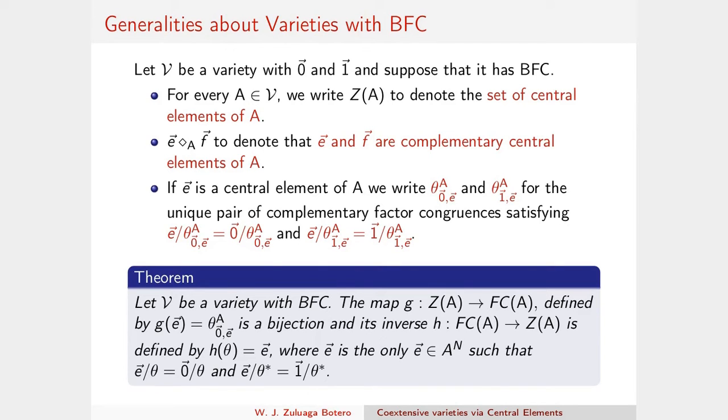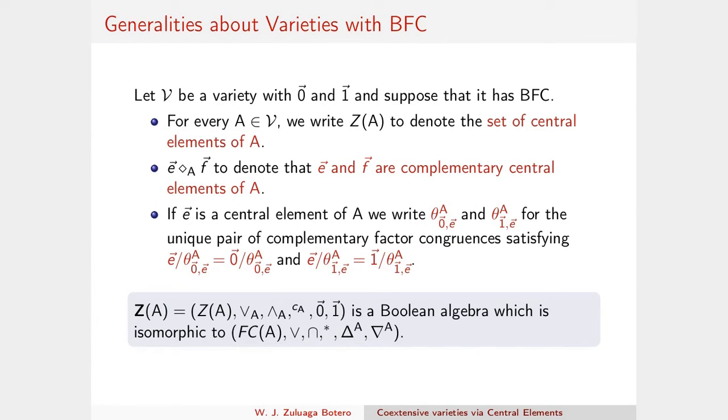And the important thing about all this is that in this context, in varieties with VFC, we can establish a bijection between the set of central elements of A and the set of factor congruences of A, which in its turn allows us to endow the set of central elements with a Boolean algebra structure that gives us an algebra which is isomorphic to the Boolean algebra of factor congruences of A. The interesting thing here is that this allows us to reduce the problem of studying congruences to terms of elements.